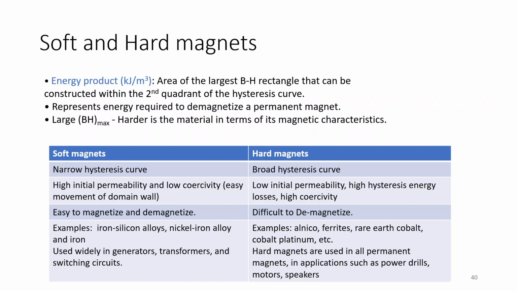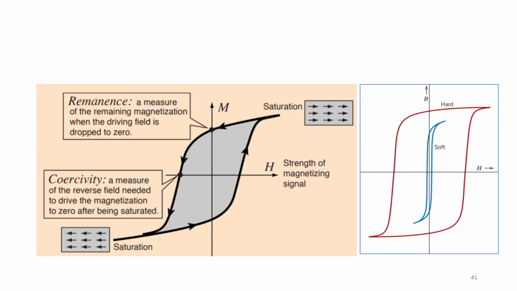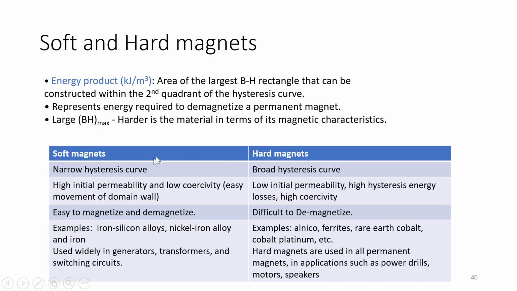So in the hysteresis curve that I showed earlier, if the area is narrow, then it will be a soft magnet. So a narrow hysteresis curve will be for soft magnets, and a broad hysteresis curve will be for hard magnets. In case of soft magnets, you have high initial permeability, low coercivity and easy movement of domain walls. And it is also easy to magnetize and demagnetize.